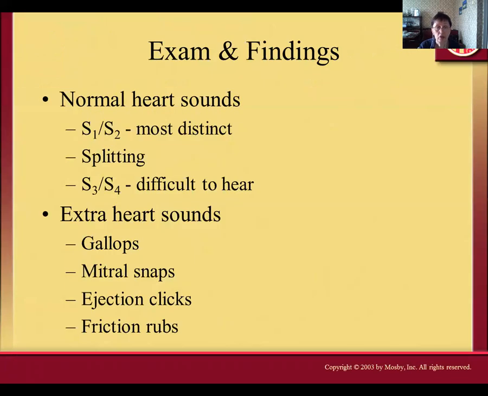So what may be the findings during auscultation? It may be a normal heart sound, S1 or S2. You may find splitting, and S3 and S4 are not always heard. They may be present only in pathology. And you may hear extra heart sounds, which form so-called triple rhythms, such as gallops. Also, we can hear mitral snaps, ejection clicks, and friction rubs.